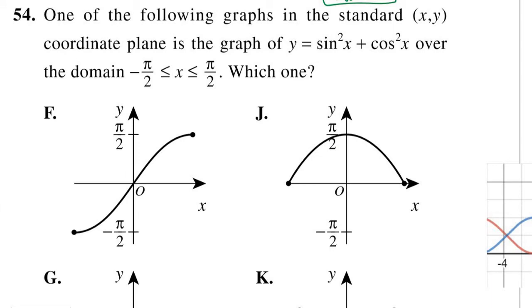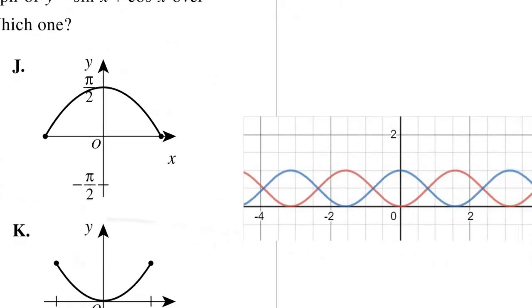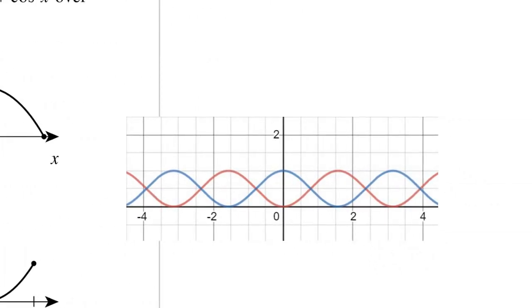Number 54, one of the following graphs in the standard xy coordinate plane is the graph of y is equal to sine squared x plus cosine squared x over the domain negative pi over 2 is less than or equal to x is less than or equal to pi over 2. Which one? So if we look over here, we'll see the graph of sine squared x in red and cosine squared x in blue.